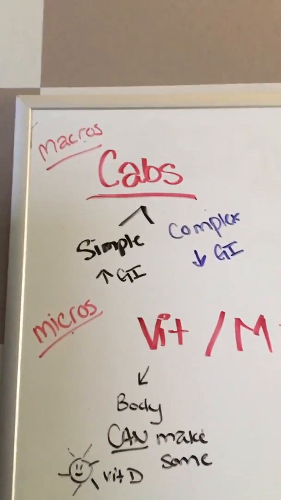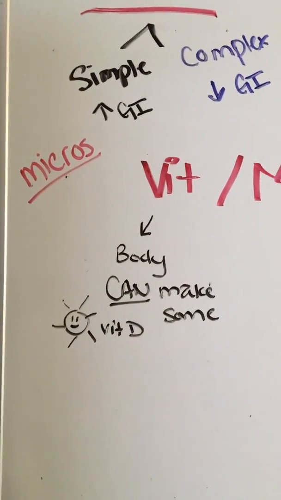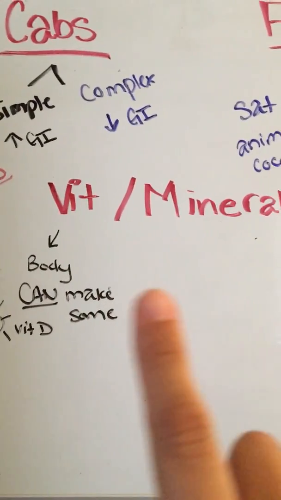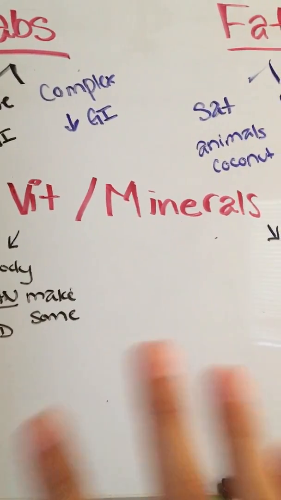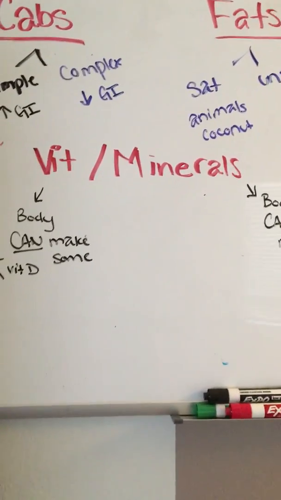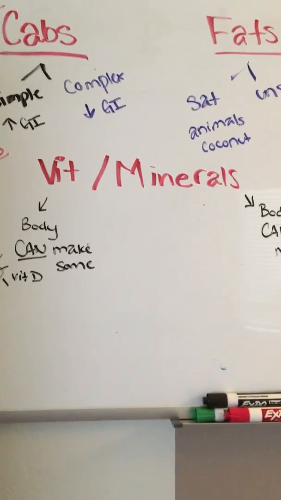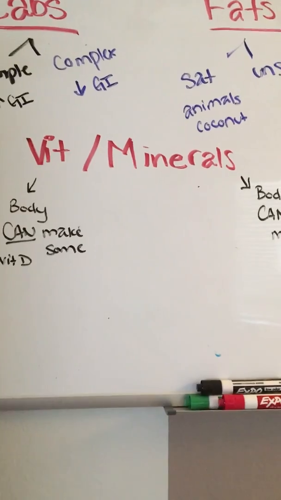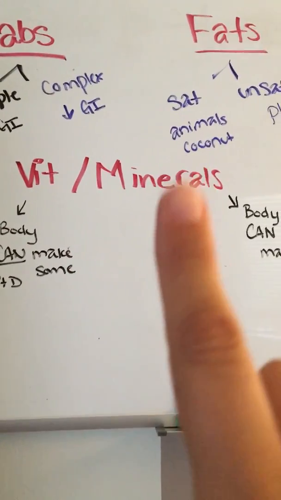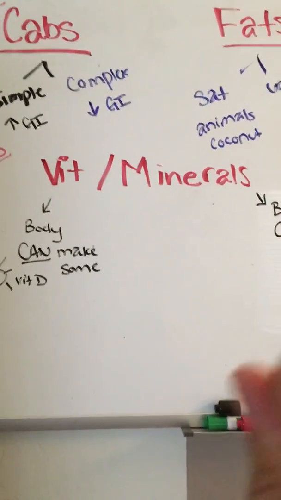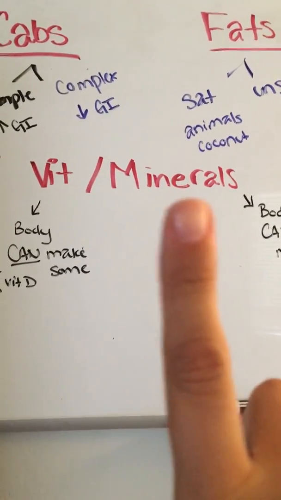Micros. So you have macros and you have micros. Your micros are going to be your vitamins and minerals. They have no caloric amount to them. So you can take as many vitamins and minerals and you're not going to gain any weight. There's no energy from them. That's why when a lot of people are like, oh, I'm drinking this mineral water, it gives me so much energy. No, it doesn't give you energy. Maybe you're dehydrated and now you're rehydrating and that's giving you energy, but these are not giving you energy.